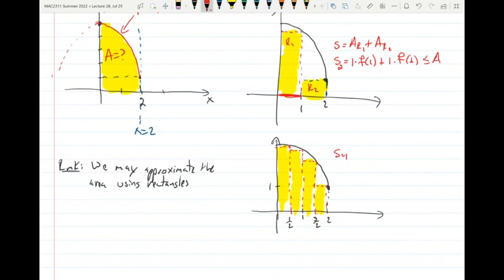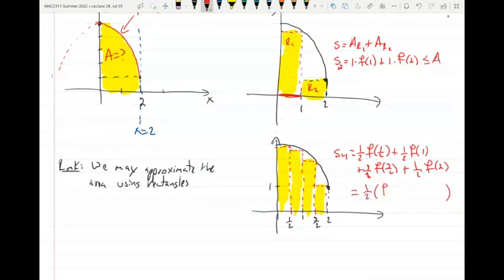Now, if instead of 2, we use 4 rectangles, what would this be? What's the area of the first rectangle? Who can tell me? 1/2 times the height, which is the value of the function at 1/2. Yes? Plus 1/2 times the value of the function at 1, plus 1/2 times the value of the function at 3/2, plus 1/2 times the value of the function at 2. Okay? And by the way, notice that we can just factor out the 1/2, and what we really have here is the sum.